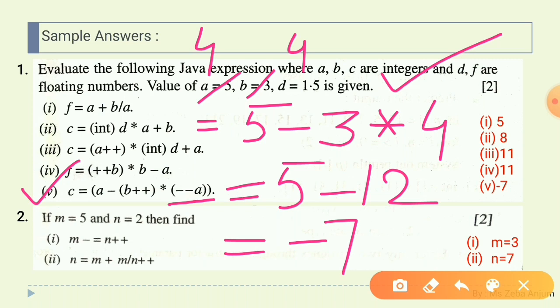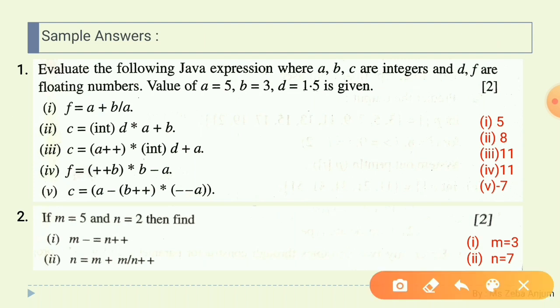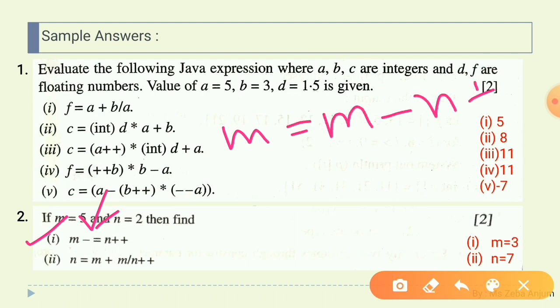Okay, so for the last one, that is first question, fifth part, your answer is -7. Now quickly let us see the second one. You are having m minus equals to n plus plus. So we are having a shorthand operator over here. Yes, so firstly let us write down the expression like m equals to m minus n plus plus.